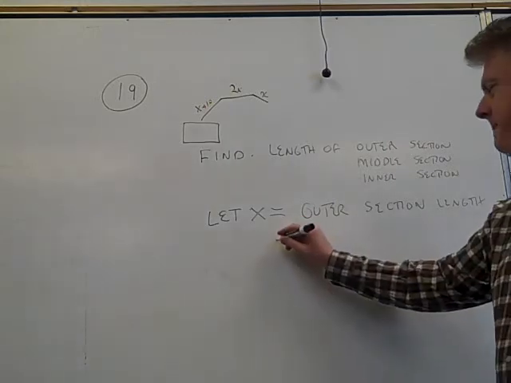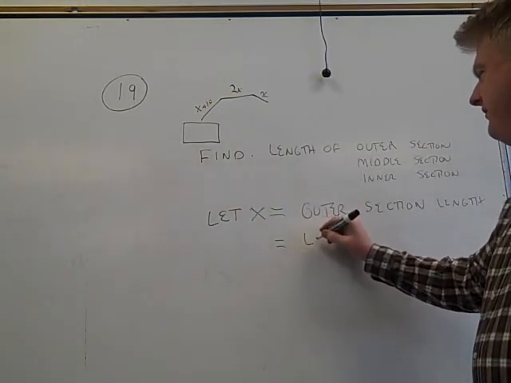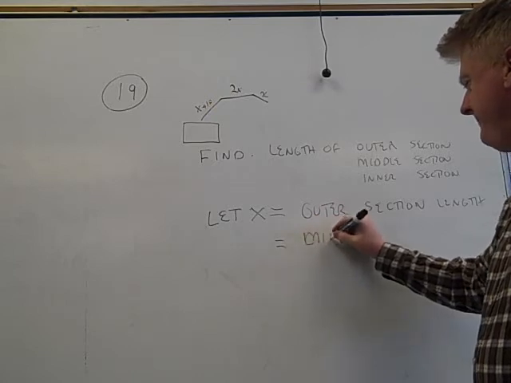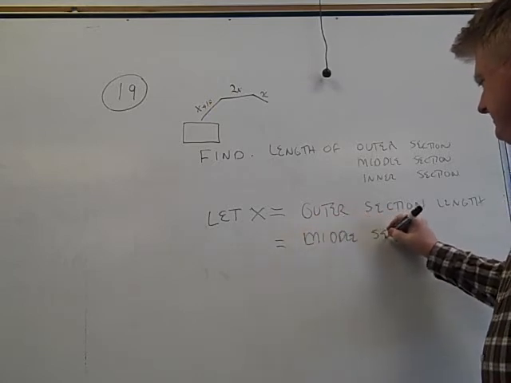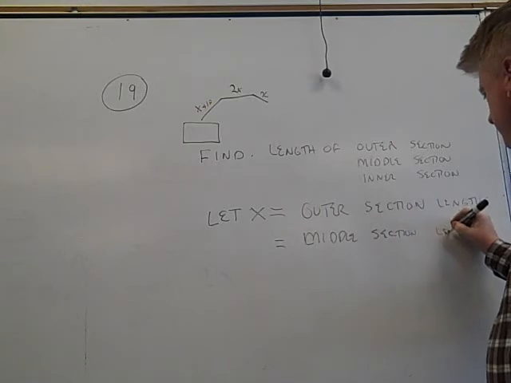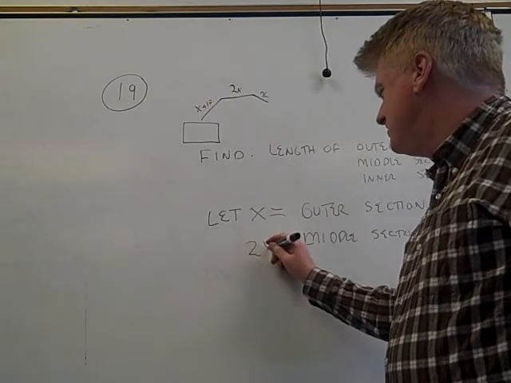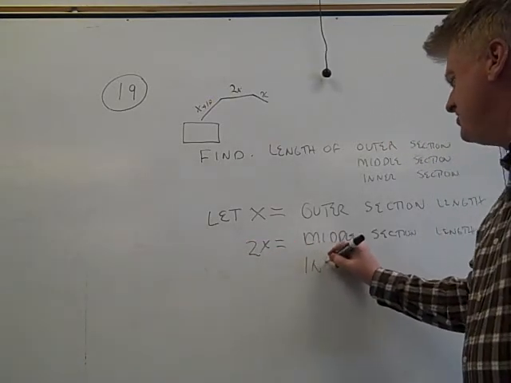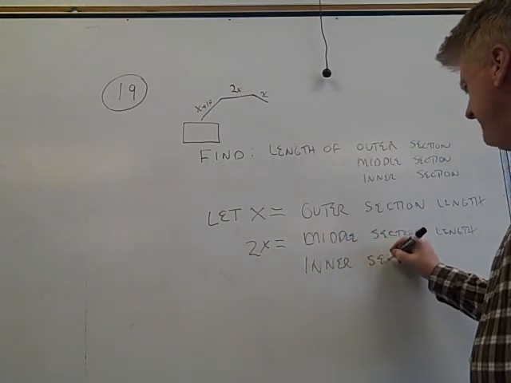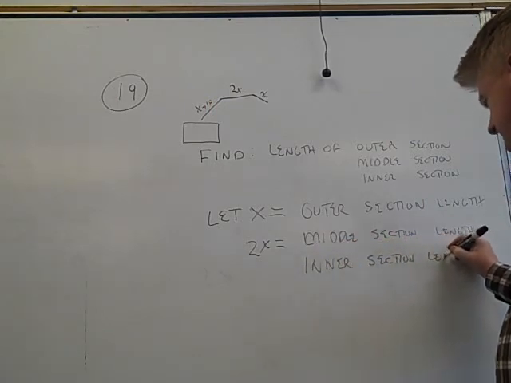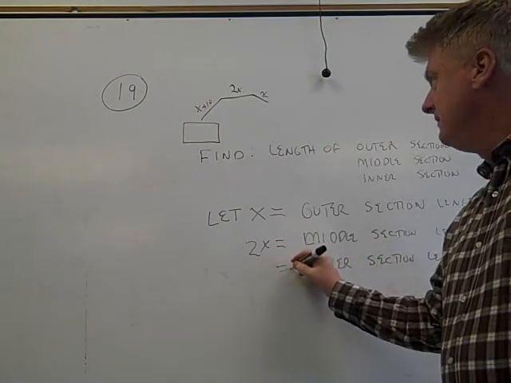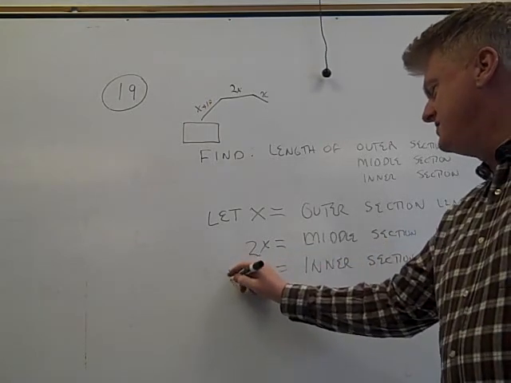Well, in that case, what is equal to the length of the middle section? If x is that end section length, what's the length of the middle section? 2x, because that's the way our picture's set up. And our inner section length is what? x plus 10.